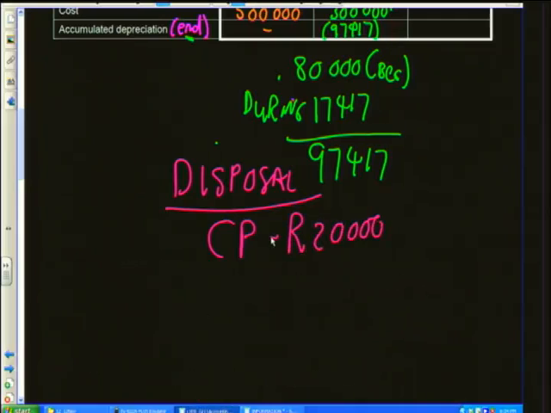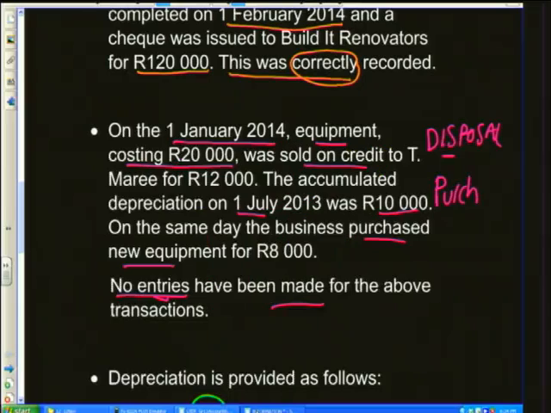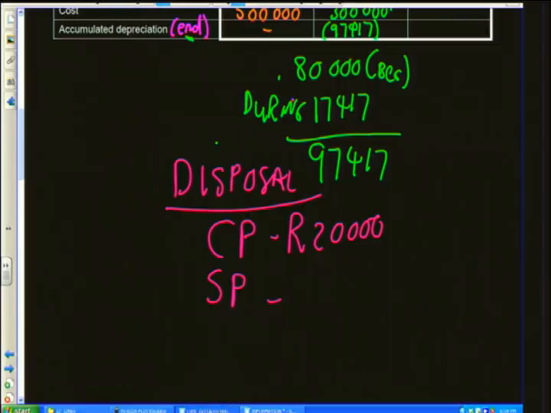Okay, then I also need my selling price. How much should I sell the asset for? So again, back to our information. It was sold on credit for an amount of 12,000. Okay, so far we have the selling price as well, an amount of 12,000. What else do we need for asset disposal? We need our accumulated depreciation.